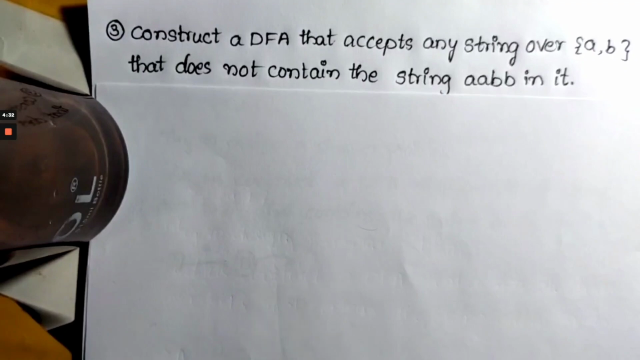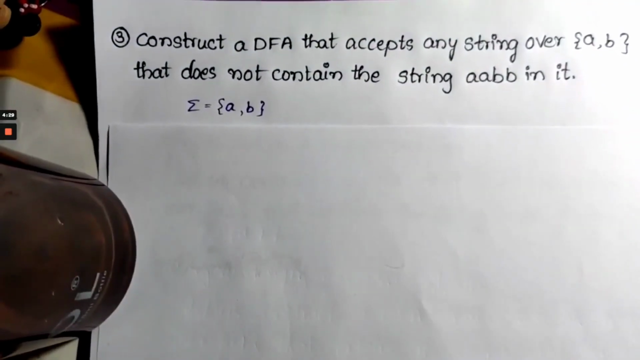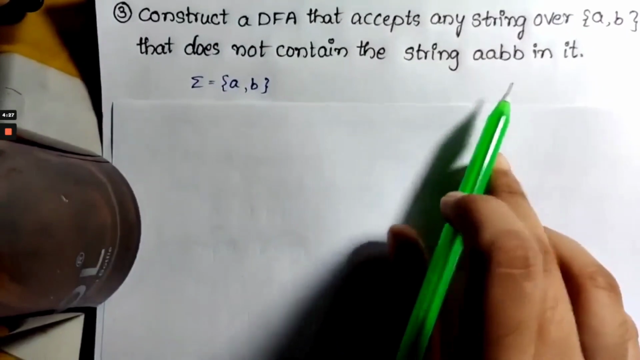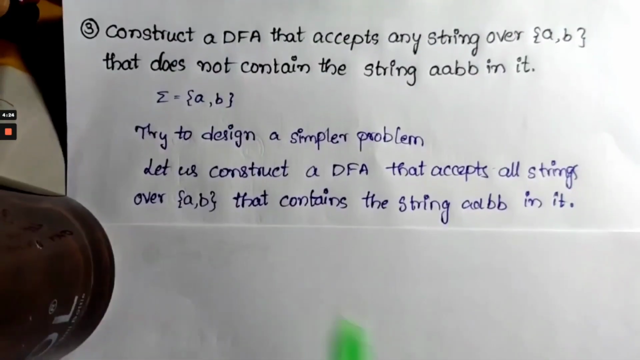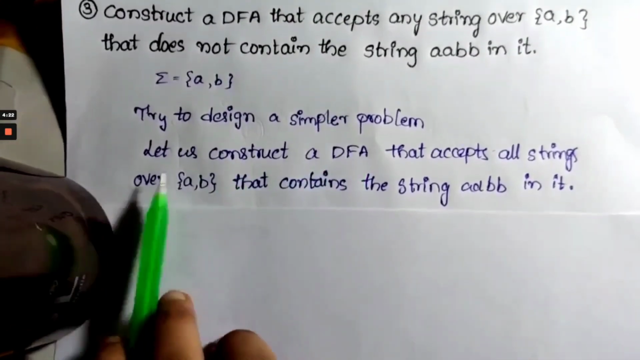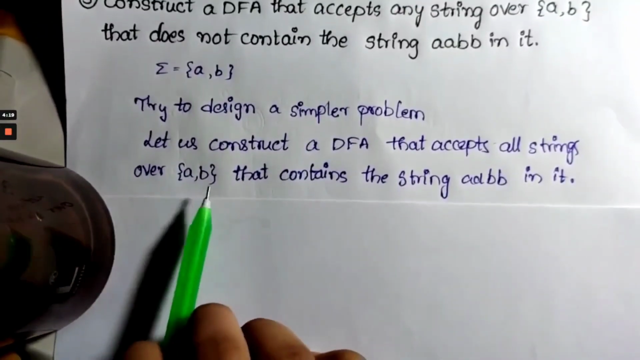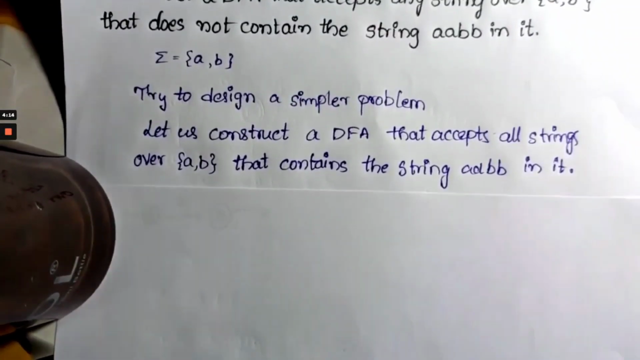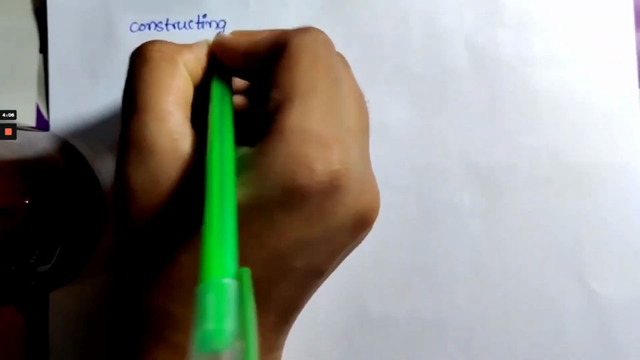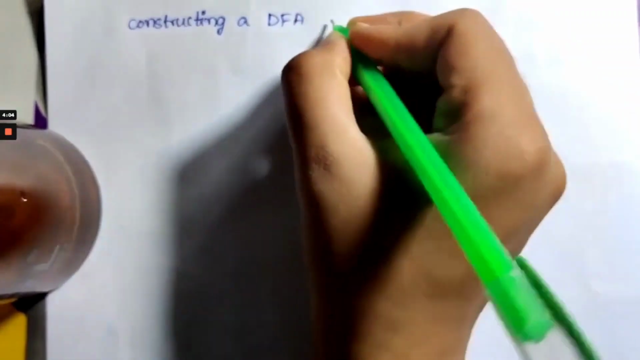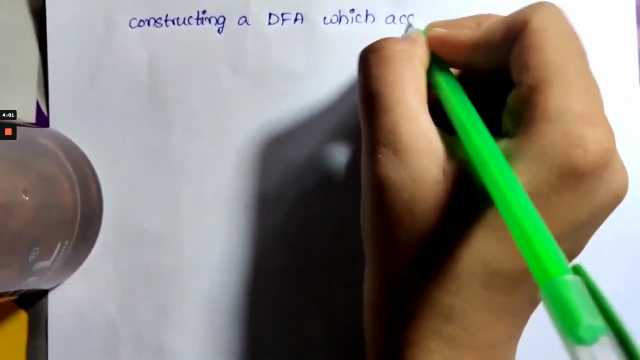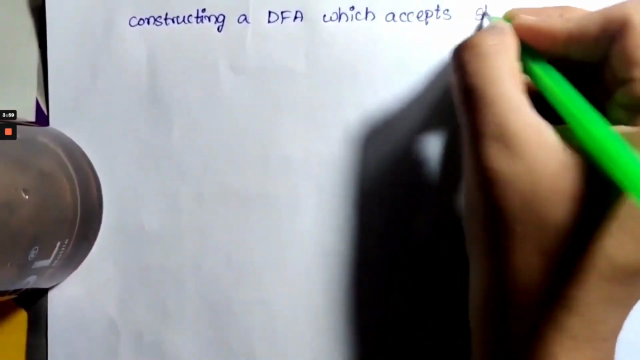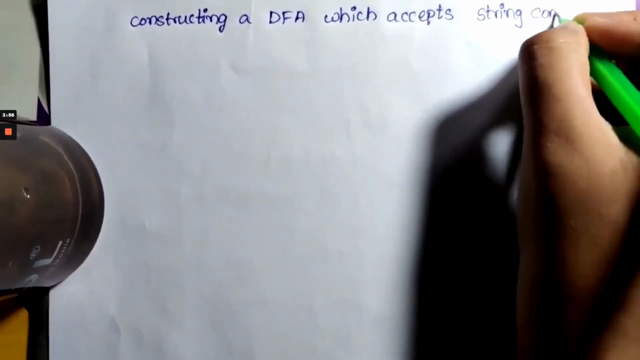So now, to make this problem easier, I am going to take a simpler method. First write the inputs a, b, and I am trying to design a simpler problem. Let us construct a DFA that accepts all strings over a, b that contain the string aabb in it. So what was asked is does not have, but I am constructing a DFA that has aabb. So construct a DFA which accepts strings having aabb.